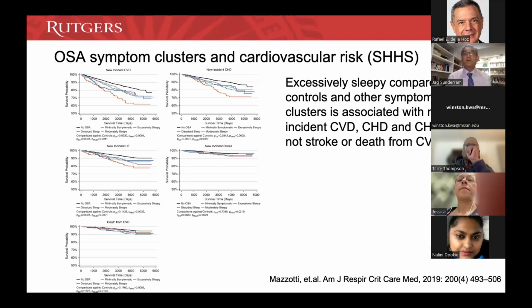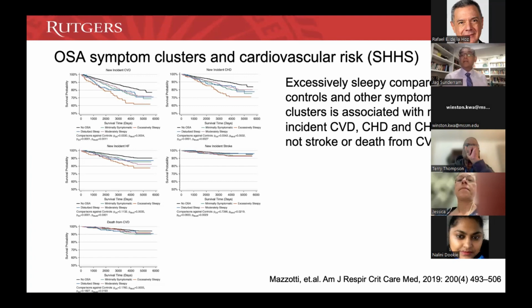I'll show you data on some of these symptom clusters, but the essential symptom cluster is excessive sleepiness as the primary symptom. Almost 50% of people coming into the sleep lab have excessive sleepiness as their primary symptom. But then there are those who have disturbed sleep without sleepiness as a potential problem, or who have moderate sleepiness, not severe or excessive sleepiness. And there are those who are minimally symptomatic and don't have any symptoms, but are being referred because of concerns that they have severe sleep apnea.